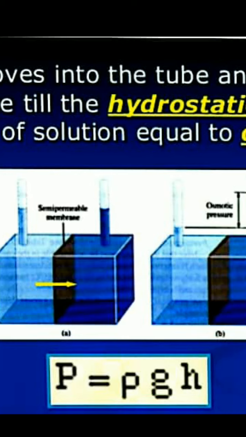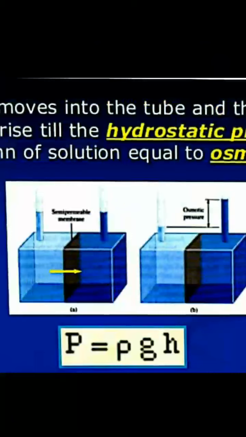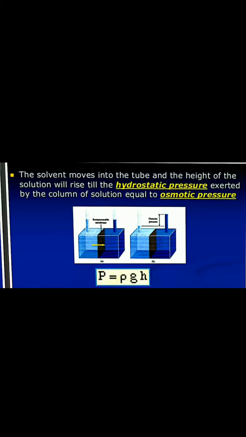We see, लेफ्ट हैंड साइड में लेवल डाउन हो जाएगा ट्यूब में लिक्विड का, और राइट हैंड साइड में इंक्रीज कर जाएगा. तो ये जो ऑस्मोसिस का प्रोसेस है, this process continues till the P is equal to rho gh. The solvent moved into the tube and the height of the solution will rise till the hydrostatic pressure exerted by the column of the solution becomes equal to the osmotic pressure. Hydrostatic pressure कितना हुआ right hand side में? Rho gh, and when it becomes equal to the osmotic pressure P, then the process of osmosis stops.